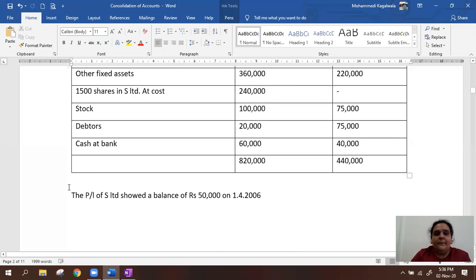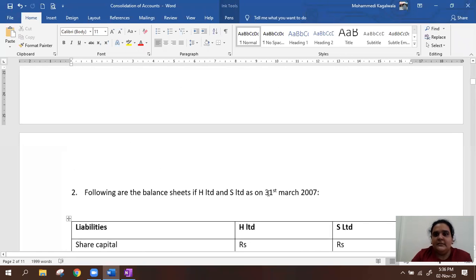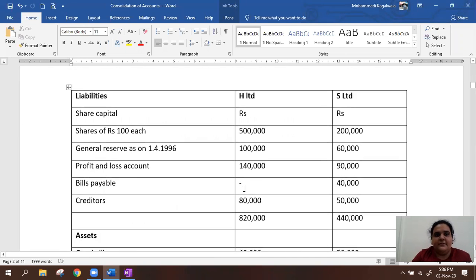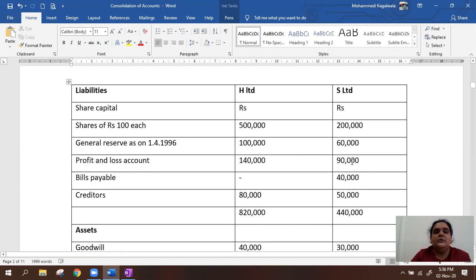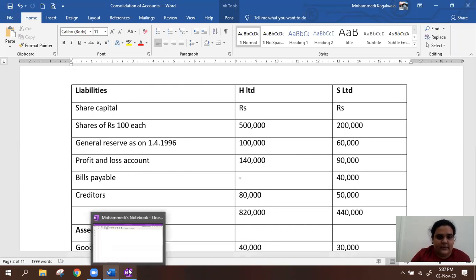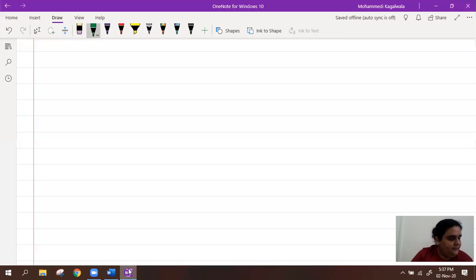Now the P&L of S Limited has shown a balance of rupees 50,000 on 1st April. This is 31st March 2007. We have the P&L of S Limited also, so we will have to treat this item as well. Okay, so let's begin.